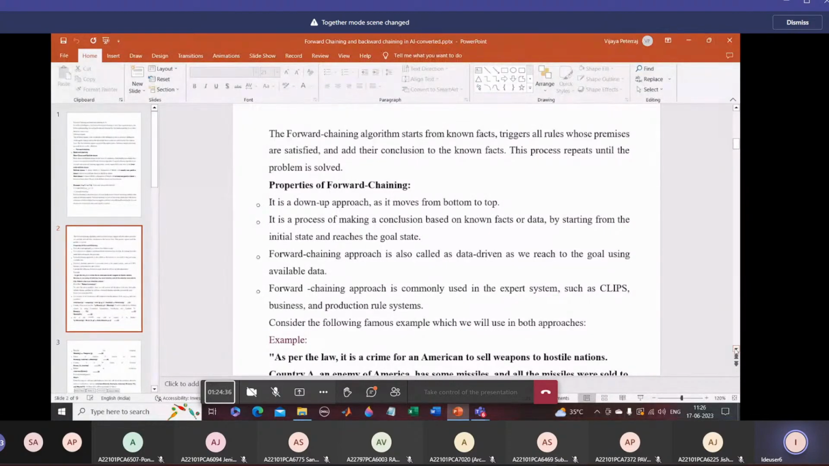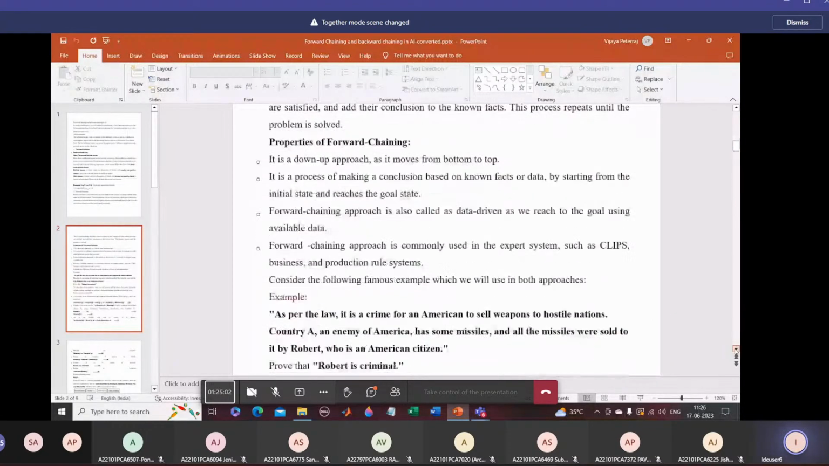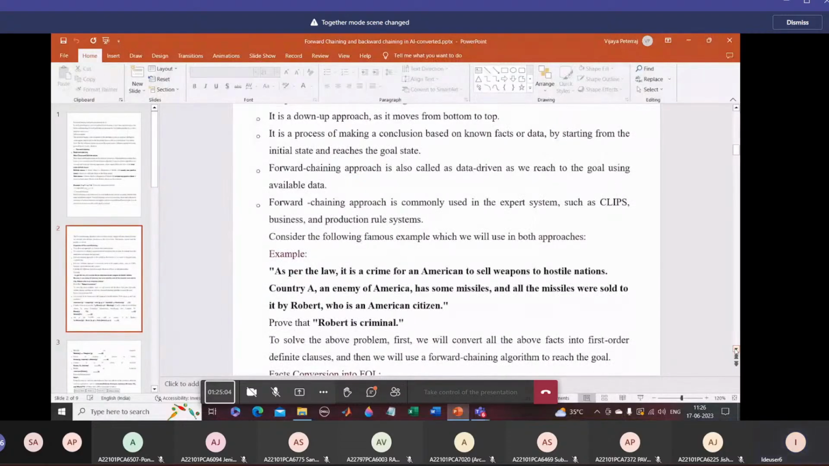That is the process of making a conclusion based on the known facts or data by starting from the initial state and reaching the goal state. So it is also known as data-driven, because we are going to reach the goal by using the available data. And the forward chaining approach is commonly used in expert systems like CLIPS and in business and production rules. Okay, so these are the properties of forward chaining. This is a bottom to top approach. And look, this is the problem. The same problem is taken for both forward chaining and backward chaining.